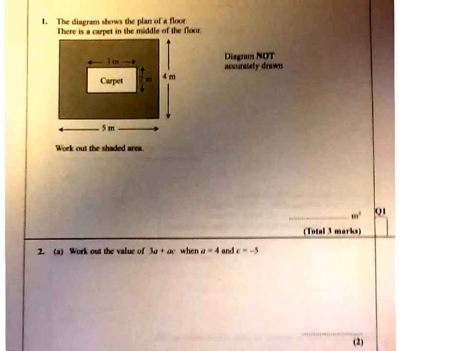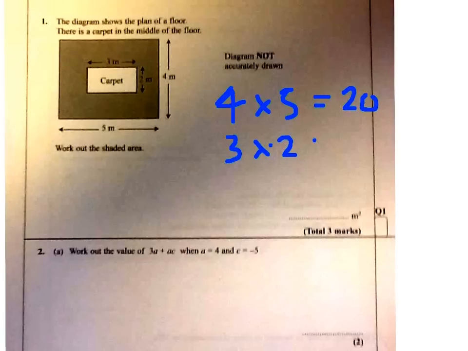Okay, to do this question we need to work out the area of the large rectangle, which is 4 times 5, and then take away the space in the middle that's been cut out, which is 3 times 2. So we've got 20, and we've got to subtract 6, which leaves us 14.